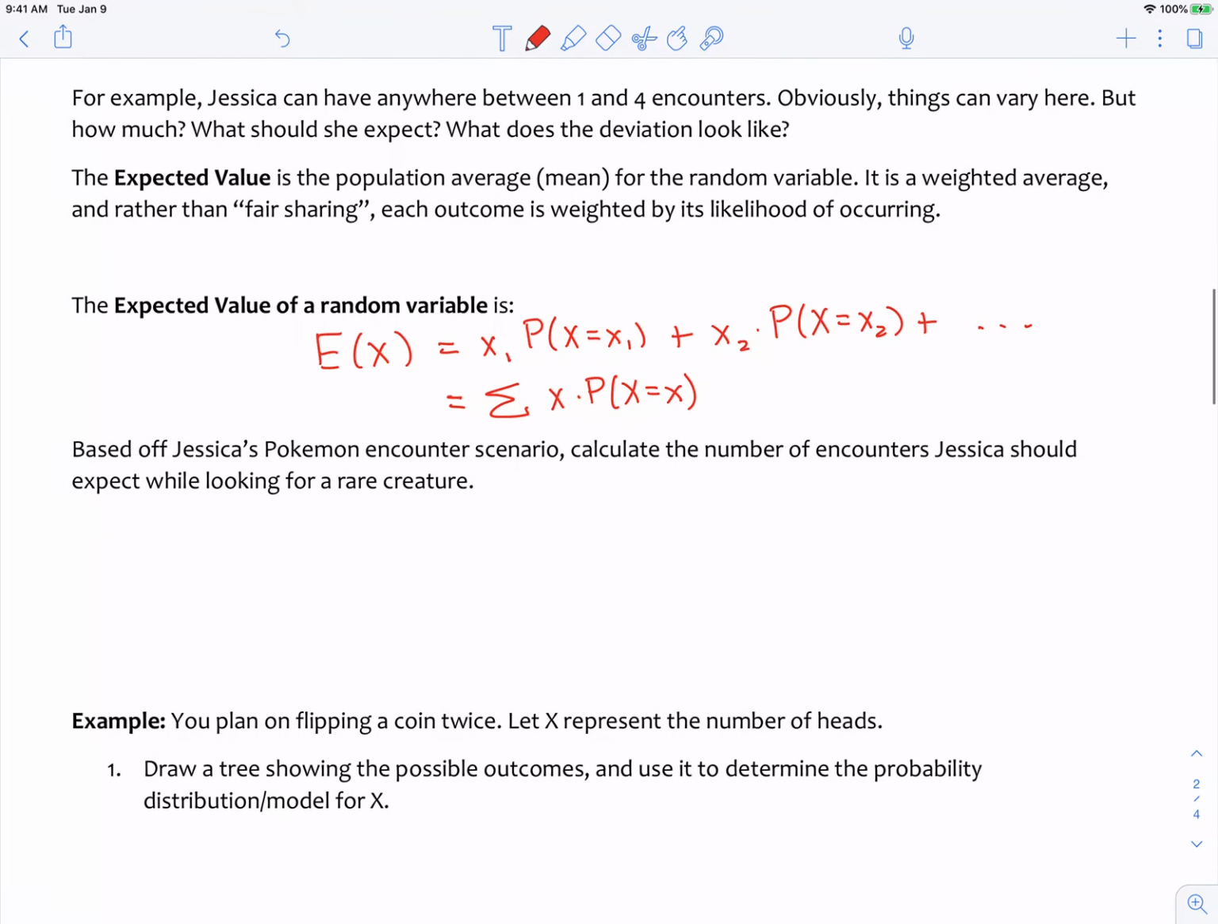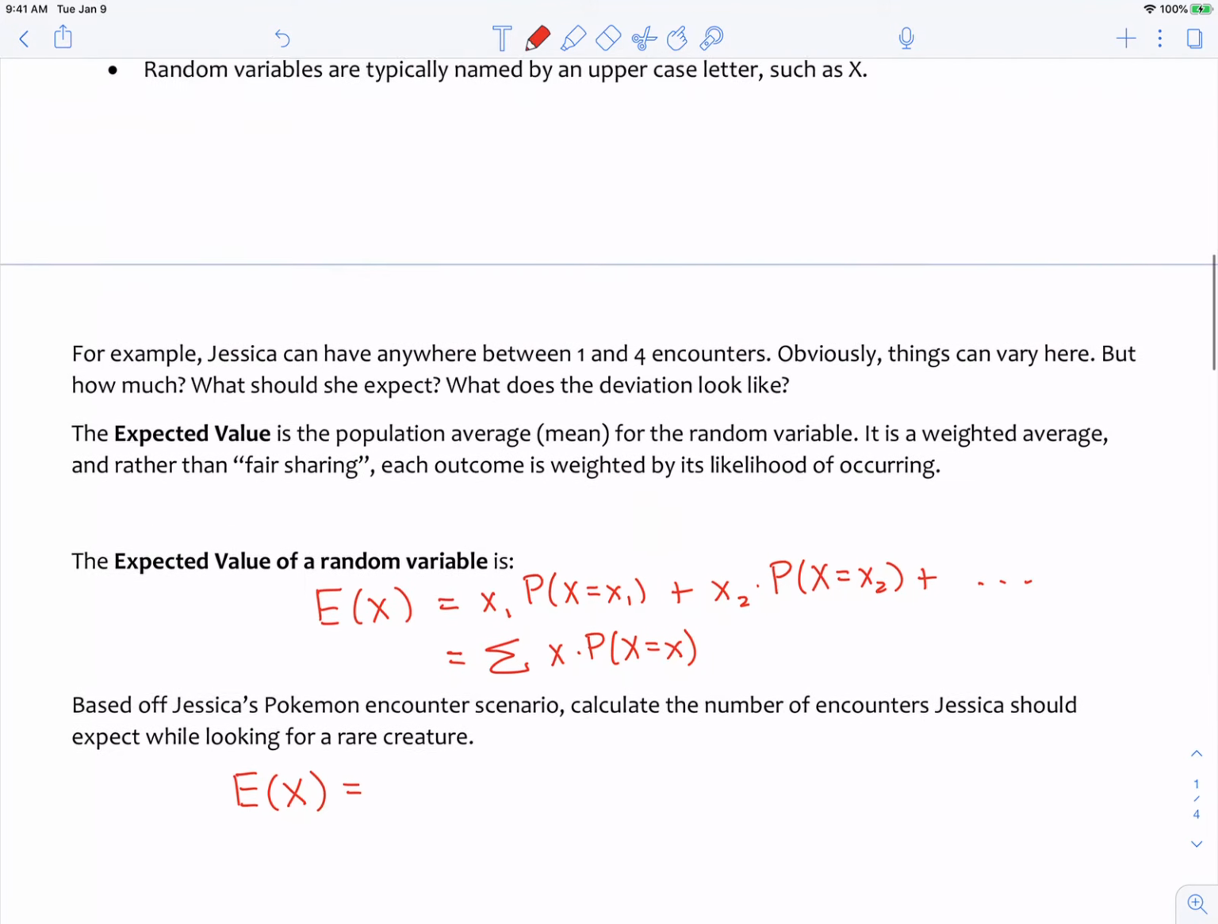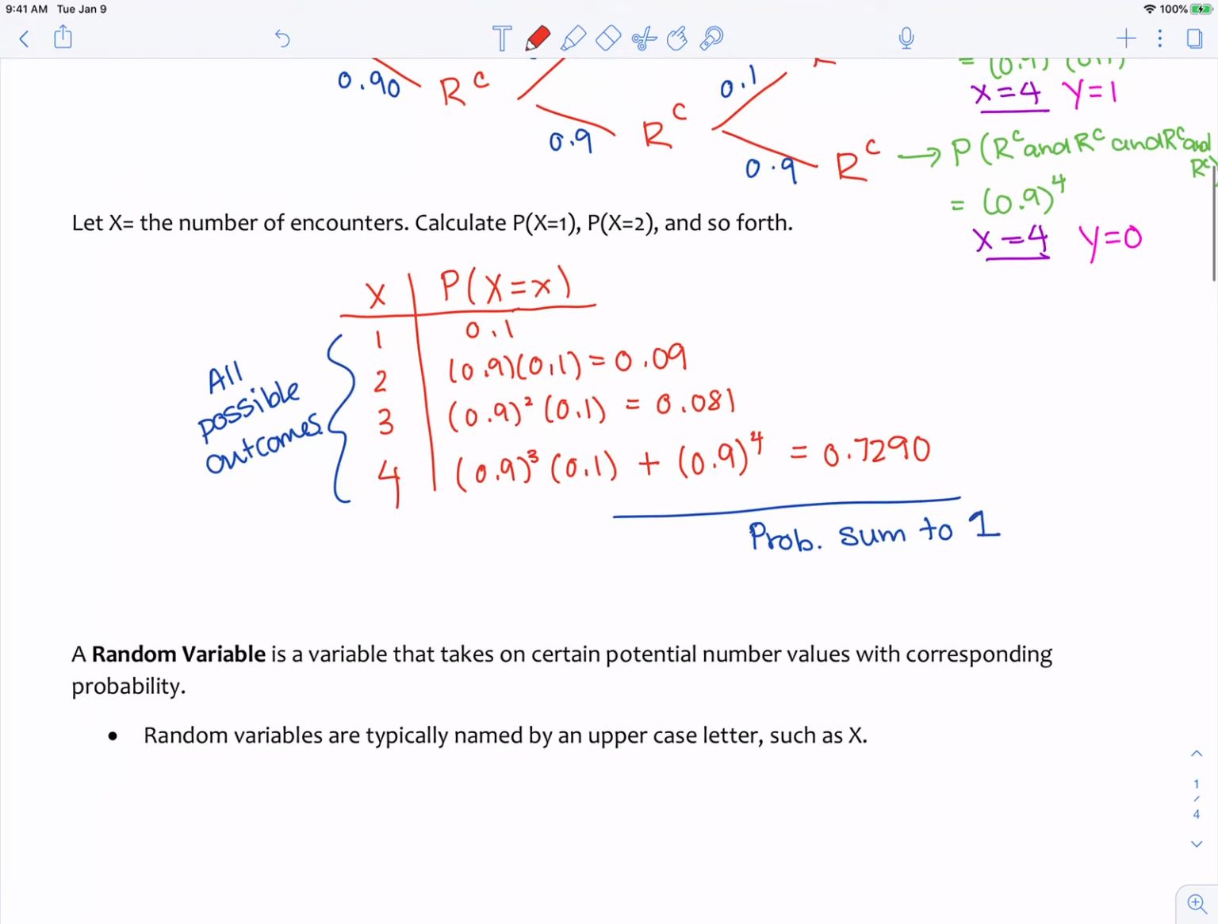All right, so based off of Jessica's Pokemon encounter scenario, calculate the number of encounters Jessica should expect while looking for a rare creature. So we're looking for the expected value of the random variable X, which was the number of encounters Jessica has. And we're going to take each of our values that variable can take times their probability of occurring. All right, so I'm looking basically back over at my probability distribution. These are the values X can take, and then these were the probabilities.